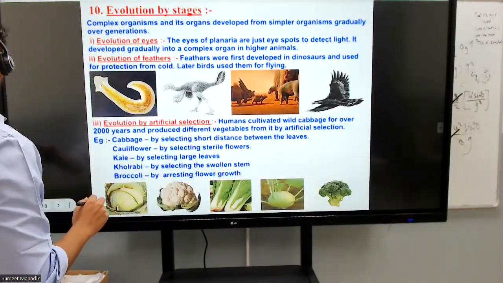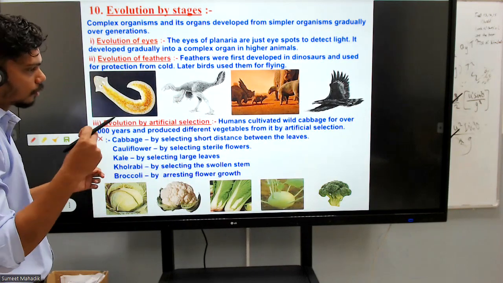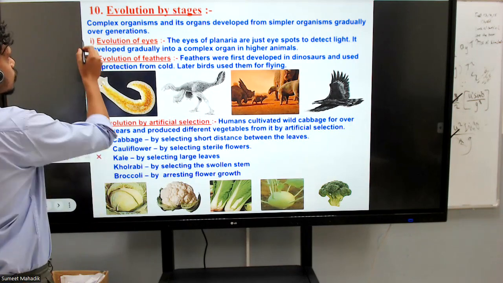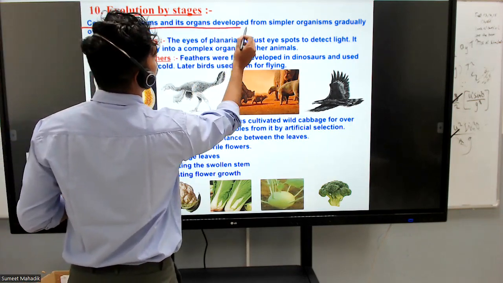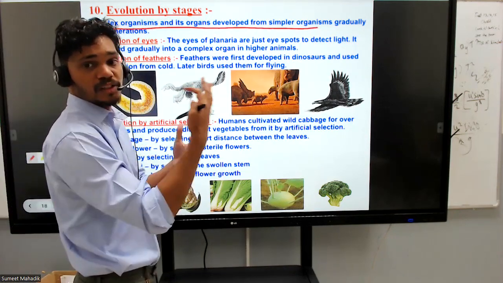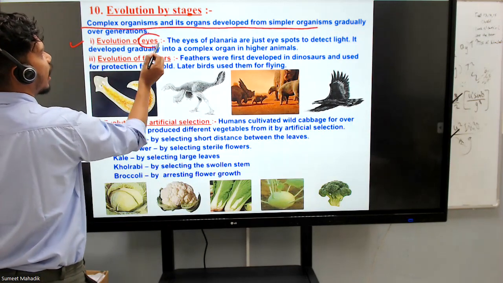Okay, let's move to evolution by stages. See, evolution doesn't happen very quickly. It goes step by step. So complex organisms and their organs develop from simpler organisms gradually over generations. So over generations is the time taken by it. Yes or no?